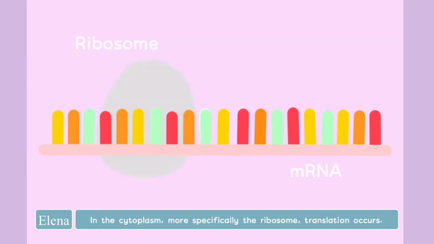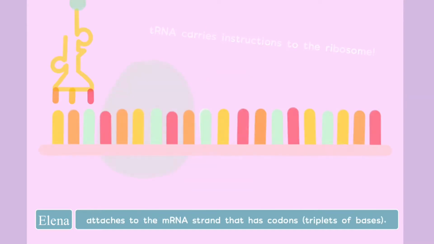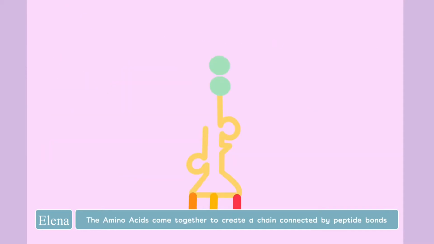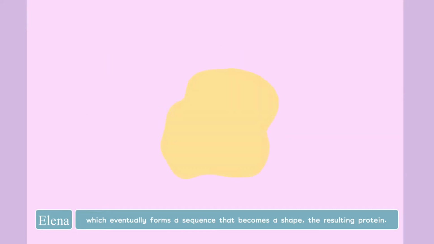In the cytoplasm, more specifically the ribosome, translation occurs. The tRNA, transfer RNA, that holds the amino acids and anticodons attaches to the mRNA strand that has codons. The amino acids come together to create a chain connected by peptide bonds, which eventually forms a sequence that becomes the shape of the resulting protein. The protein's function depends on the order and length of the amino acid chain.